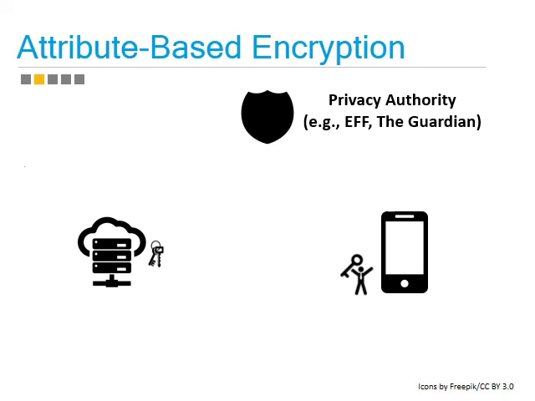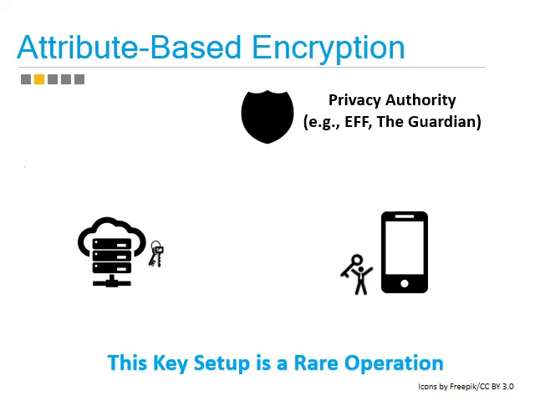Now, there are a couple of things I want to mention here. First is that this entire key setup is a rare operation. It has to be done only in two conditions. Condition number 1 is that the cloud changes the list of attributes, and therefore it needs new decryption keys from the privacy authority. Or case number 2 is that the privacy authority, for some reason, decides to rotate the keys and decides to rekey everyone. Nevertheless, this key setup is a rare operation.